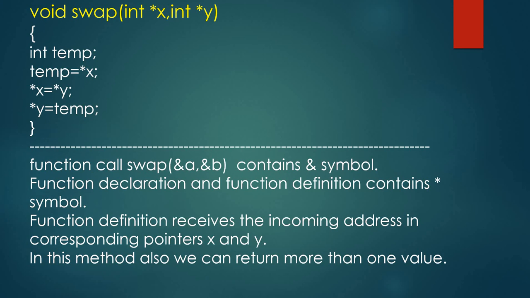Here, this is pass by pointers, that is the relationship between pointers and functions. That is, in a function we can use pointers as arguments. See here, this is a function. Here we are using pointers as arguments. This is the relationship between pointers and functions.